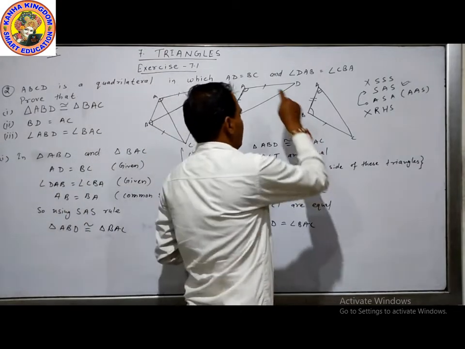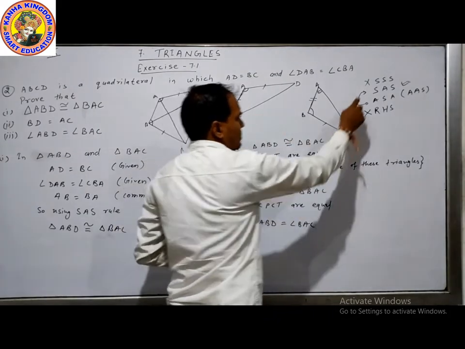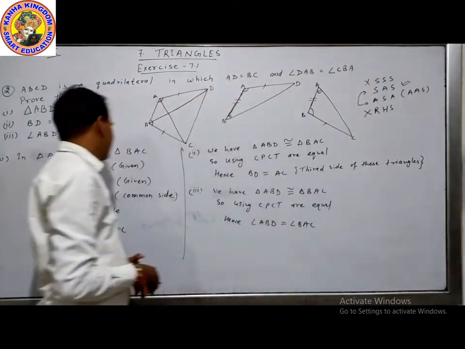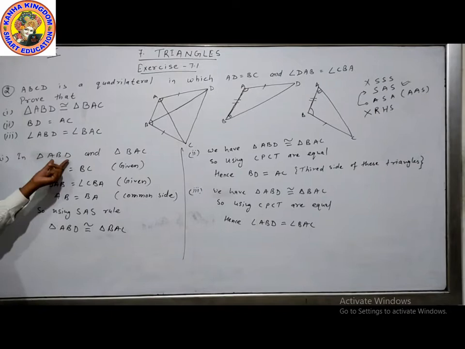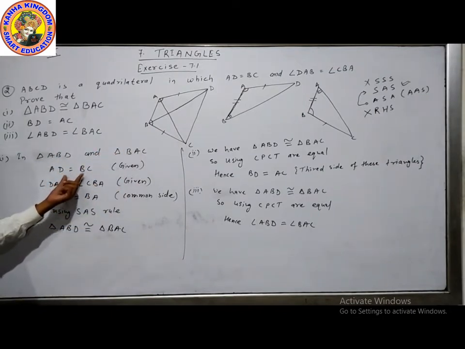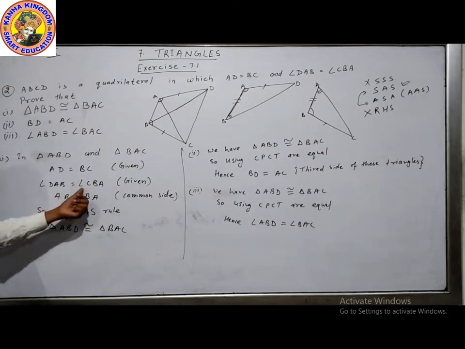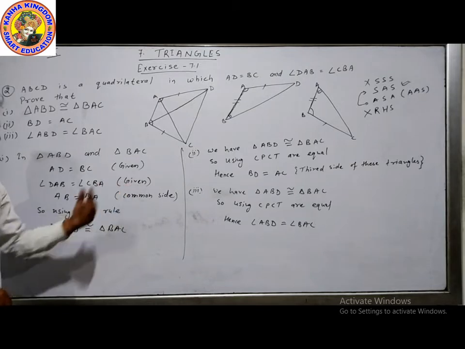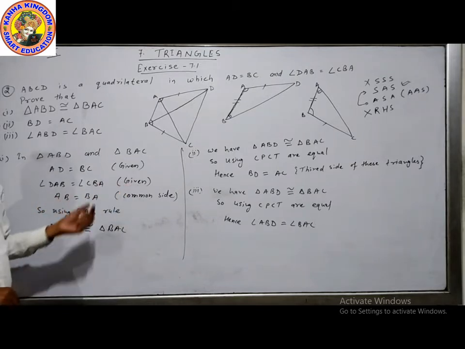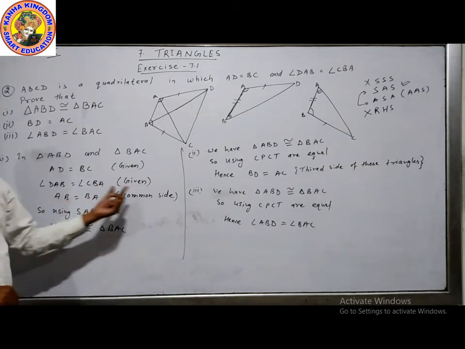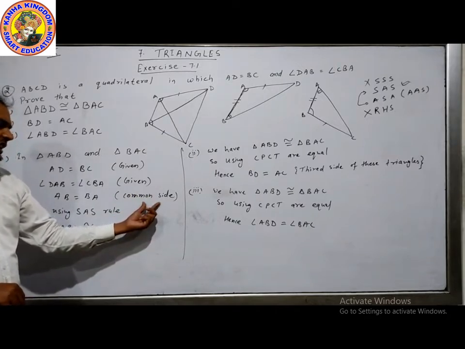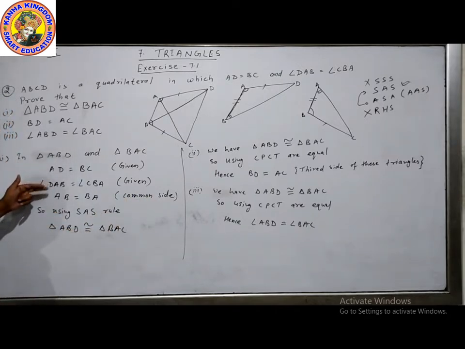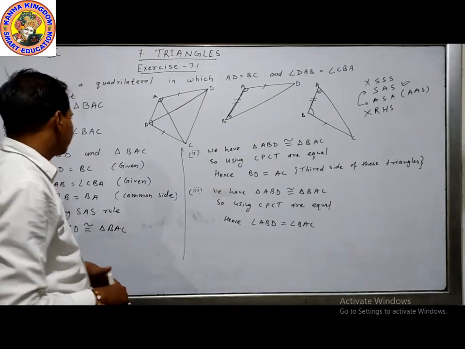Then by the SAS rule we can prove this. So in triangles ABD and BCA, AD is equal to BC, given. Angle DAB and angle CBA are given in the question. AB and BA are the two sides we are taking, and they are common sides of these triangles. So using the SAS rule, the two triangles are congruent.